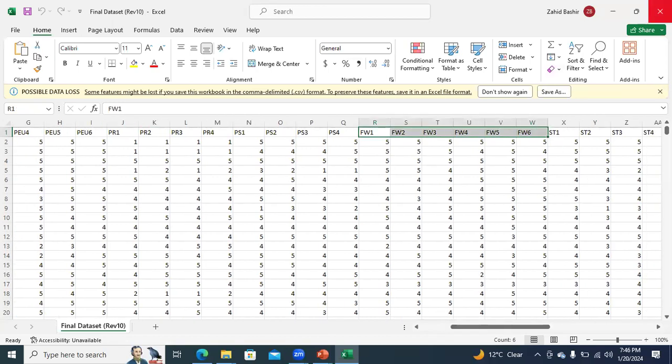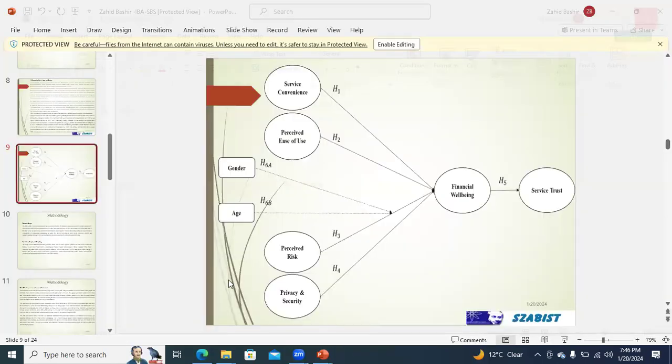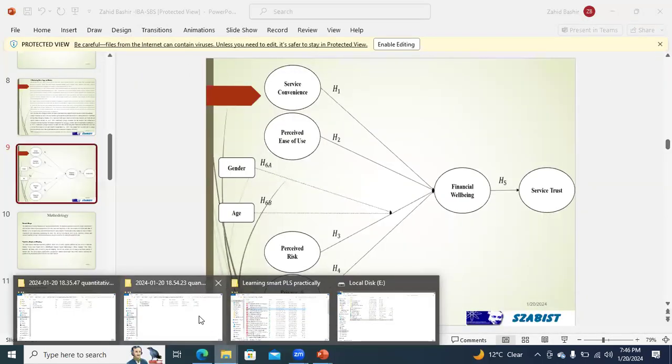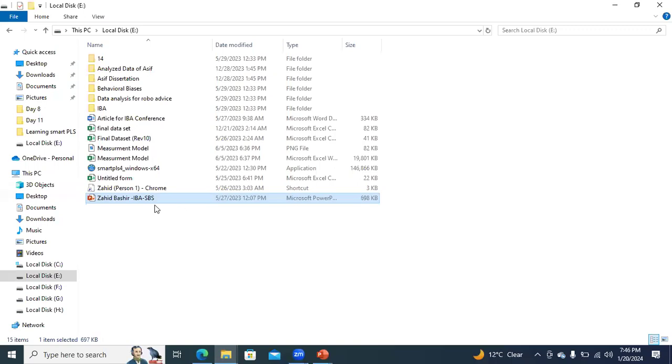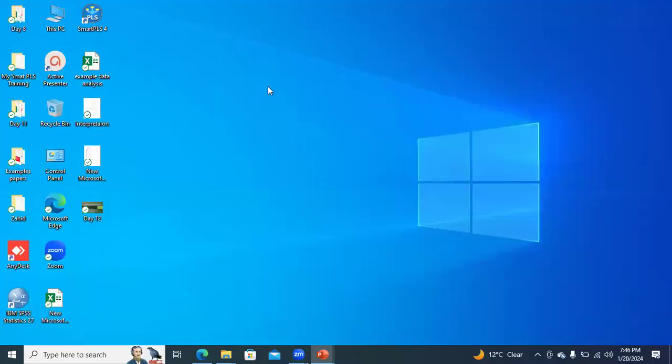So let us analyze this data set for your demonstration. Then I will share some alternative data set with you. So I copy this data set and I will share here. I will start my Smart PLS for your consideration.